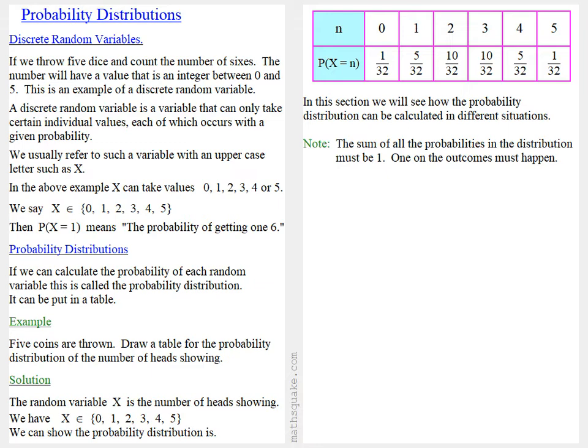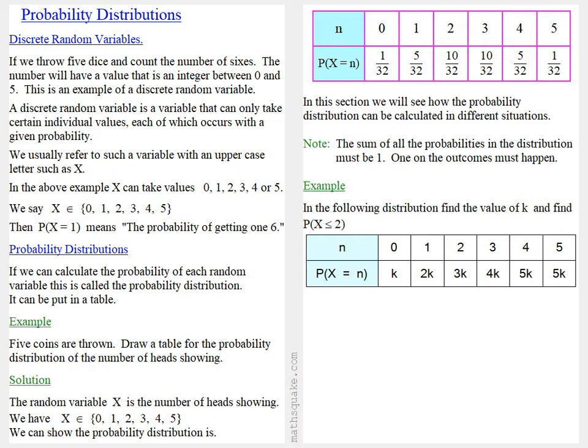Note, an important fact is that the sum of all the probabilities in the distribution must be 1. One of the outcomes must happen. So, for example, in the following distribution, find the value of k and find the probability that X is less than or equal to 2.